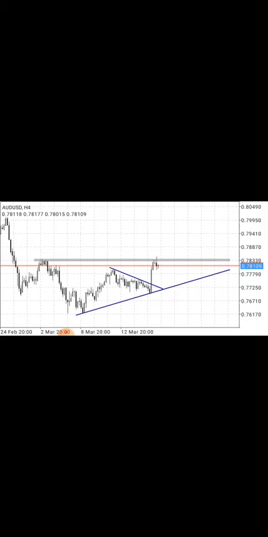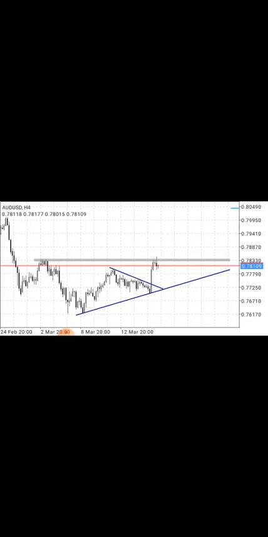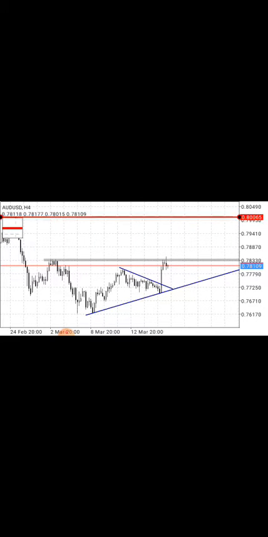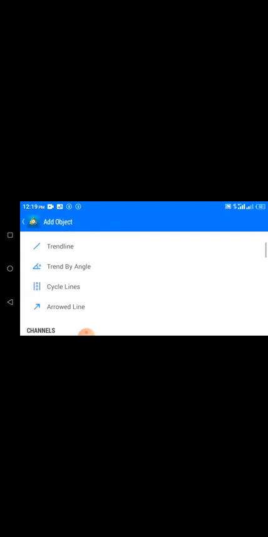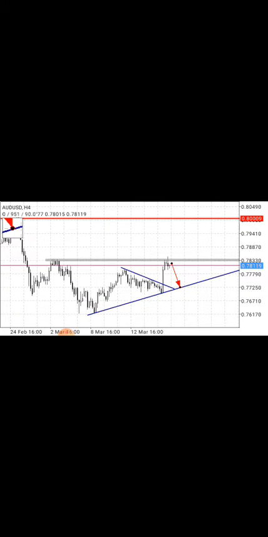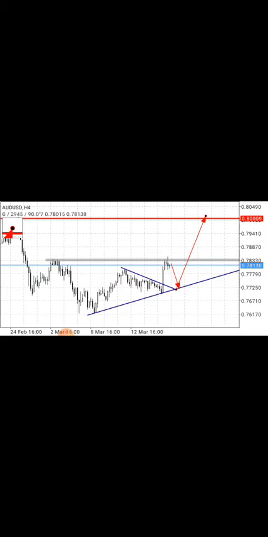So what are we expecting? We are expecting price to just bounce back here to retest this trend line, and then from there it gives us a signal. We buy it all the way up. So that's what I'm expecting.